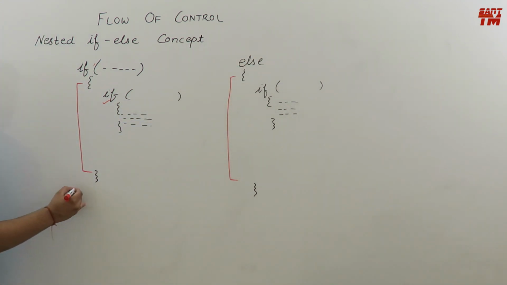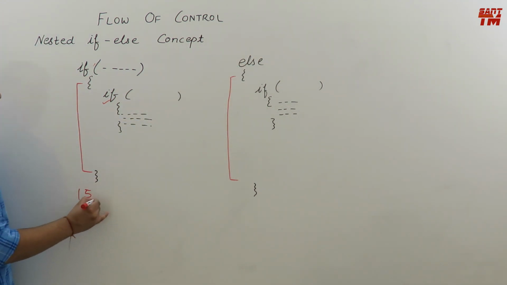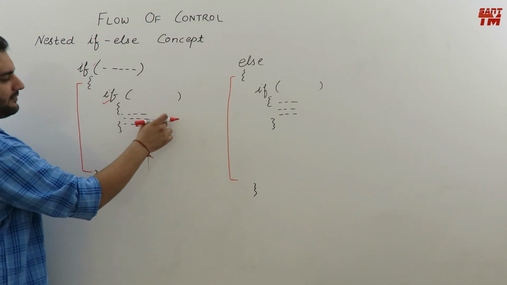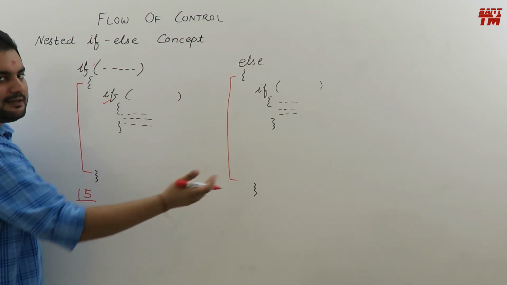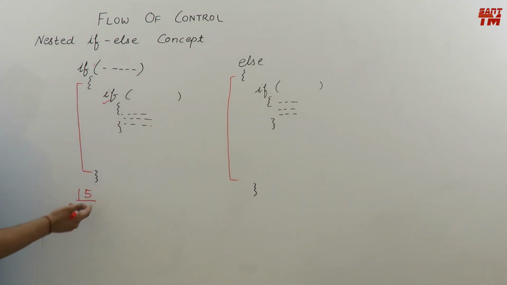Like this, ANSI standards have allowed 15 levels of nesting. After the 15 levels of nesting, that means if inside if, inside if, inside if, up to 15 levels you can go deep inside. After the 15, the rest will be counted as illegal in both C and C++ programming languages. So now let's study one program.